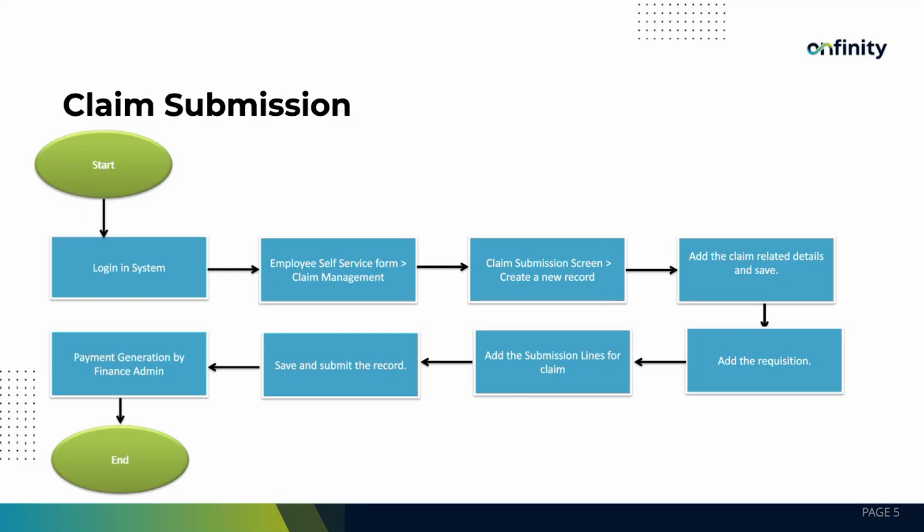Now let's go through the steps involved in the claim submission. First, the employee logs into the system, navigates to the employee self-service ESS section, and then accesses claim management. Within claim management, go to the claim submission screen and create a new record. Then, enter the relevant claim details and save the record. After this, the requisition details must be added, along with the submission line for the claim. Once completed, the employee saves and submits the record. After submission and approval, the finance admin can generate the payment.